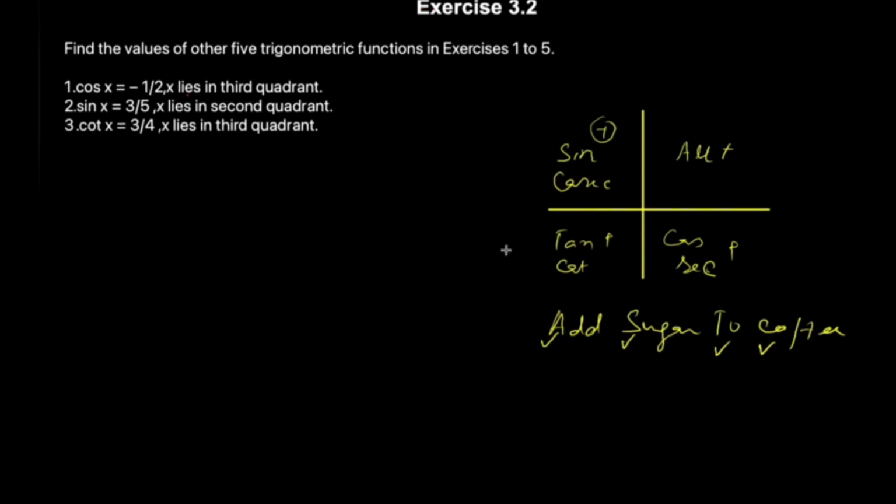Now that we have talked about the rule, let's discuss problem number 1. Problem number 1 says cos x is minus 1 by 2 and theta is in the third quadrant. Just for our understanding, let's draw the coordinate system as well. Cos would be negative, of course, in the third quadrant. So what is negative over here?